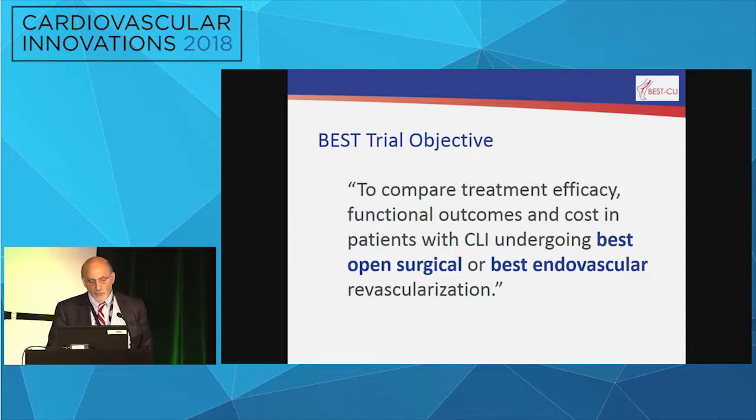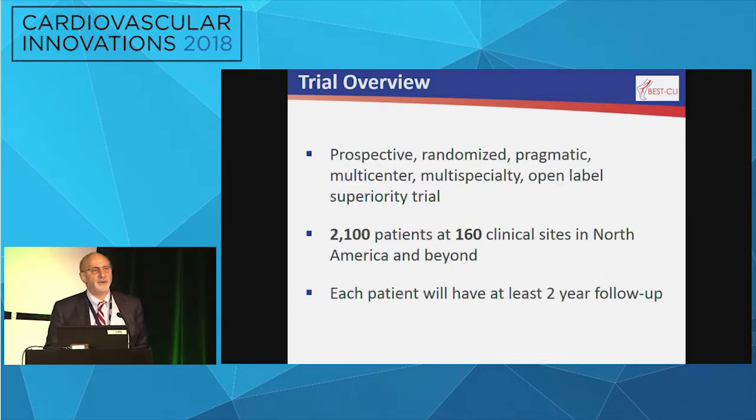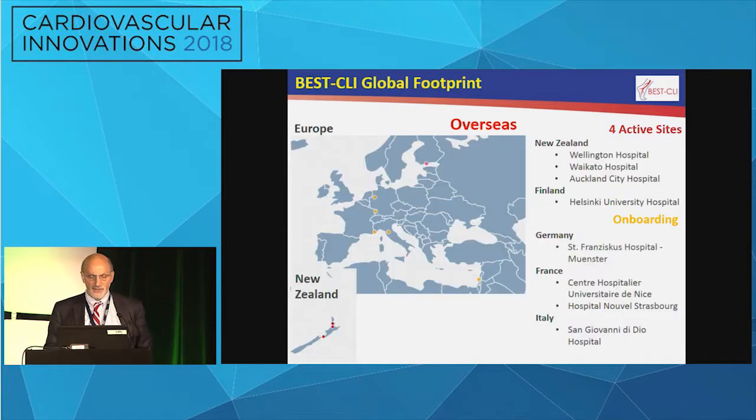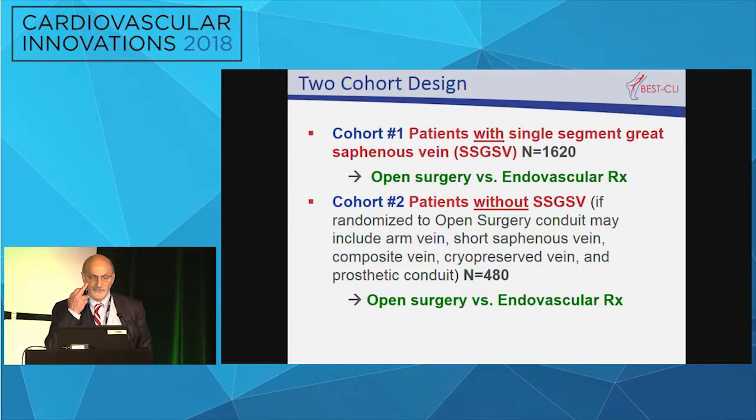So the objective is to compare the treatment efficacy, functional outcomes, and costs in patients with CLI undergoing best open surgical or best endovascular revascularization. It's a prospective randomized trial. It's pragmatic. That means we allow you to do anything that's approved, basically, to treat them, whatever you would do to treat the patient. It's 2,100 patients at 160 clinical sites in North America, now beyond, each patient with 2-year follow-up. This is our North American sites. We have about 130 active sites, and these are our OUS sites. Some of them are just online recently.